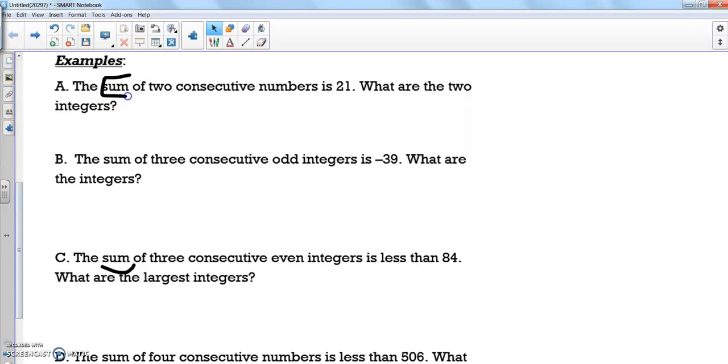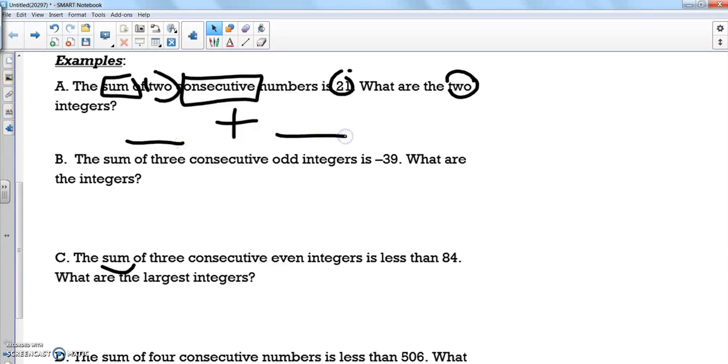Okay, remember we're going to circle our numbers and box our words that mean something. We're looking for two integers here. The sum, so now I'm going to be adding something. It says the sum of two, so I'm adding two things, is 21. So the sum of two consecutive numbers is 21. That means numbers that are right next to each other.